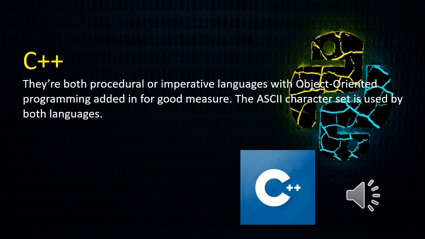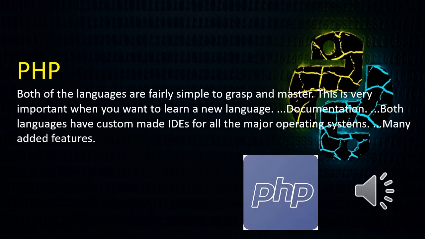In this slide, we discuss similarities between C++ and Python. They are both procedural or imperative languages with object-oriented programming thrown in for good measure. The ASCII character set is used by both languages. When we discuss similarities between Python and PHP, both languages are fairly simple to grasp and master. This is very important when you want to learn a new language. Both languages have good documentation and custom-made IDEs for all major operating systems, with many added features.